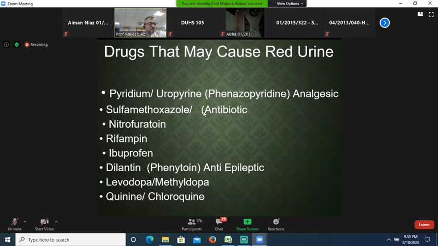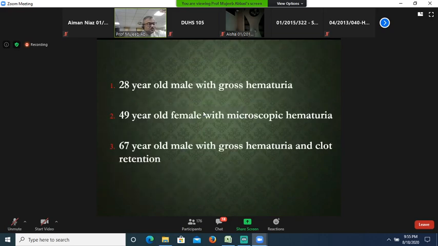Now, these are three cases which I'll be discussing with you today. Case one is a 28-year-old male with gross hematuria. Then there is a 49-year-old female with microscopic hematuria. And there is a 67-year-old male with gross hematuria and retention. So these three patients we will be discussing.